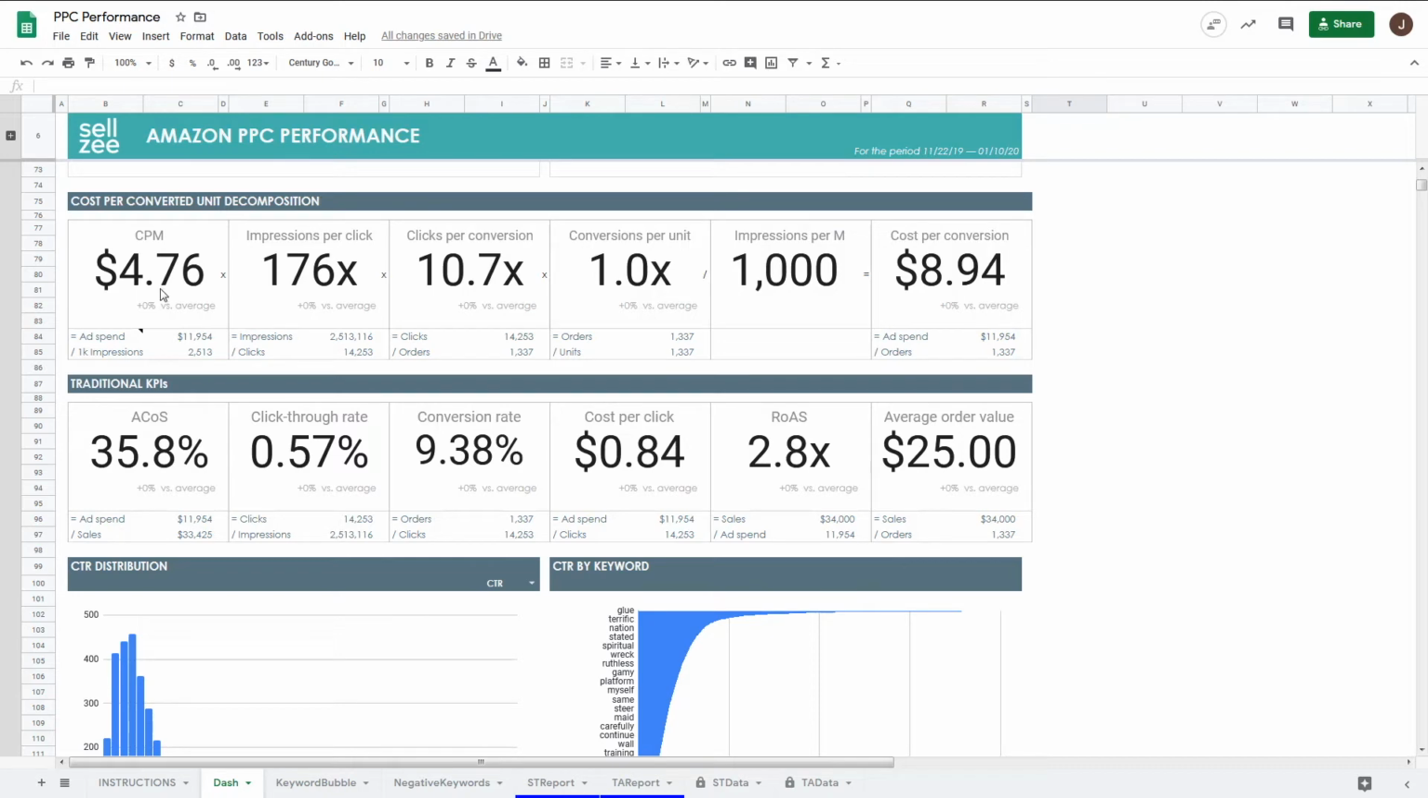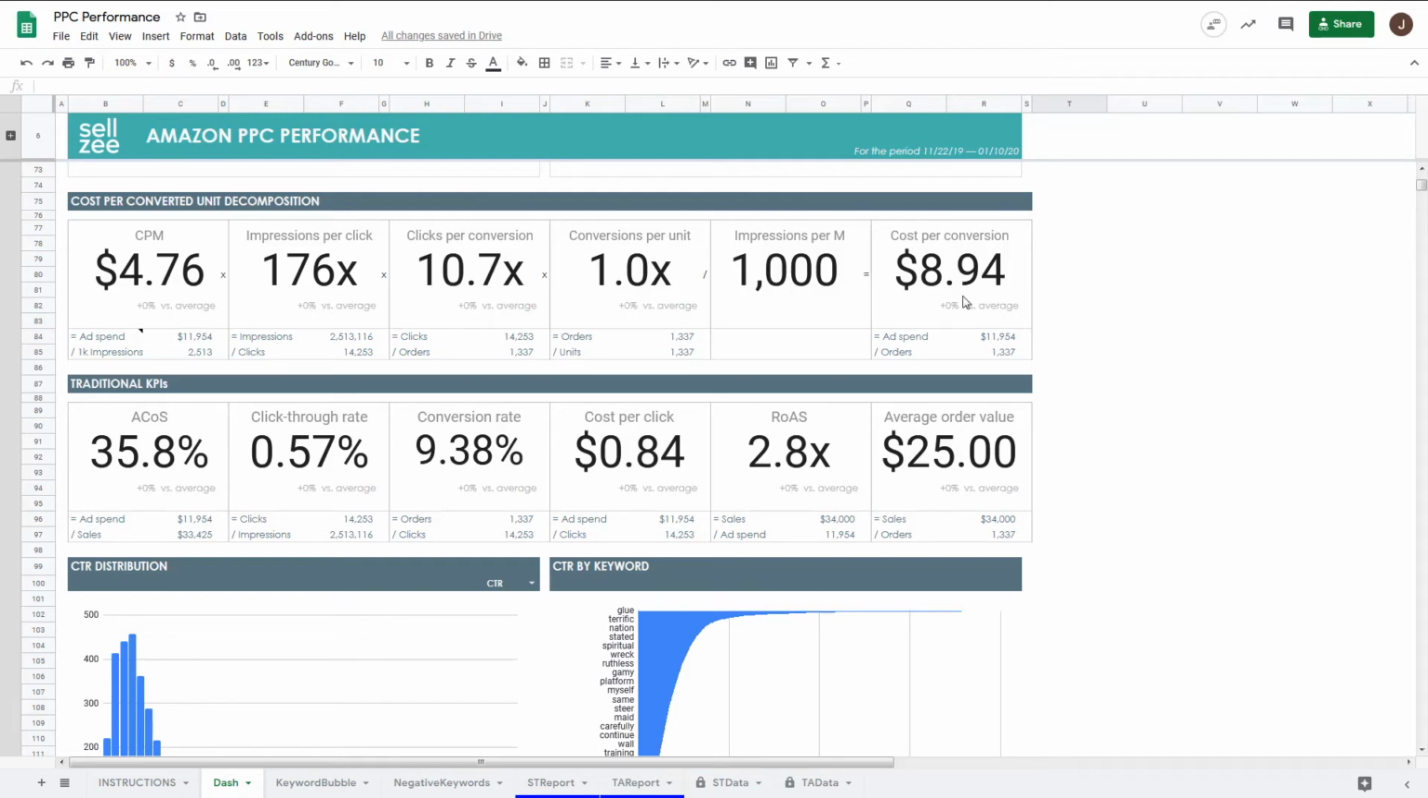Well, it's because you're spending $4.76 to get 1,000 impressions. You need 176 impressions to generate one click. You need 10.7 clicks to generate one conversion. And finally, you need one conversion to generate one unit, which just means your average order contains one unit. So multiply all those together, divide by 1,000. That's exactly how you get to $8.94, down to the penny.